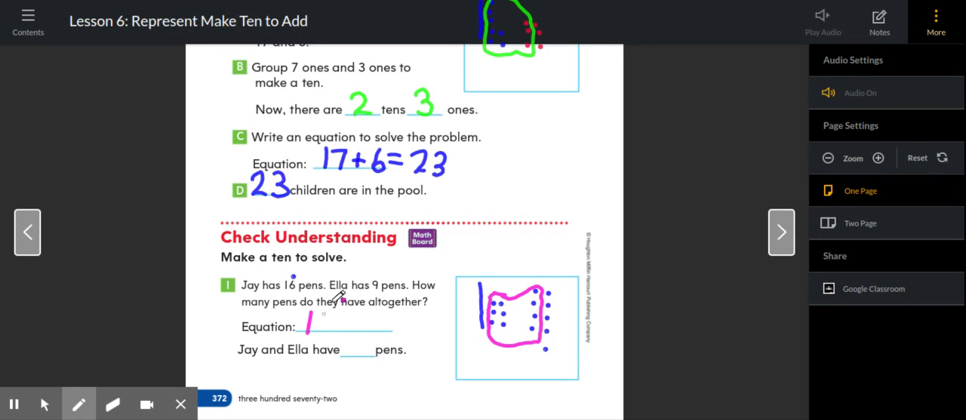So now I know that 16 plus 9 is equal to, now I have 1, 2 10s, and I have 5 leftover ones, which is 25. Let's count to check our thinking. So this would be 10, 20, stop, 21, 22, 23, 24, 25. So 16 plus 9 equals 25.